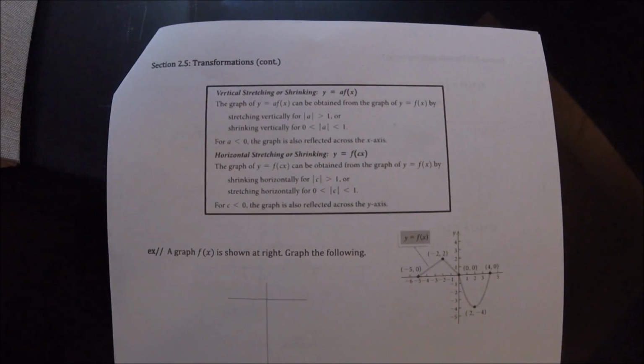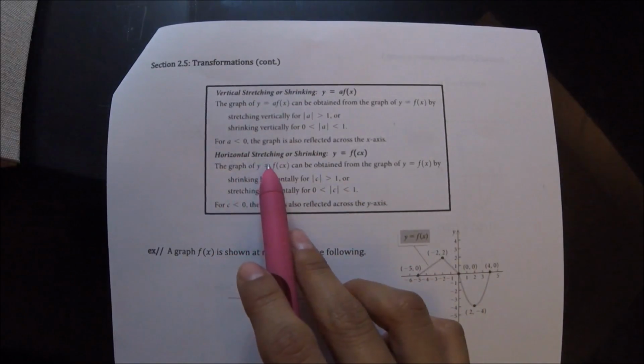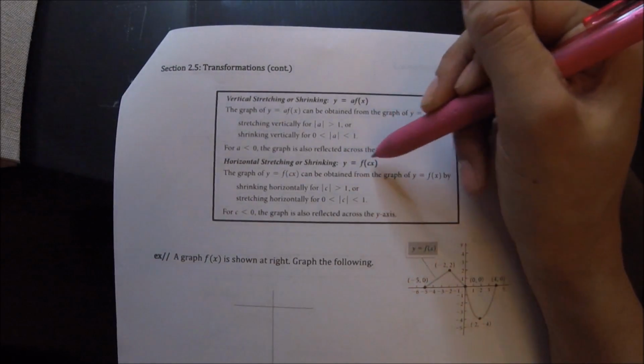So now we're on the top of page 3, and we've covered moving a graph up and down, or left and right, or reflecting the graph, and now we're stretching or shrinking it. So let's compare the vertical stretching or shrinking and the horizontal stretching or shrinking. So let's see visually what the difference is.